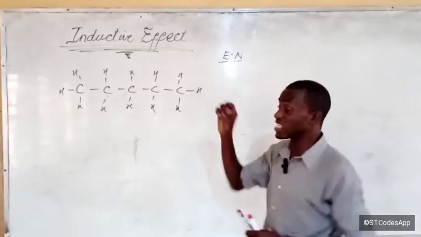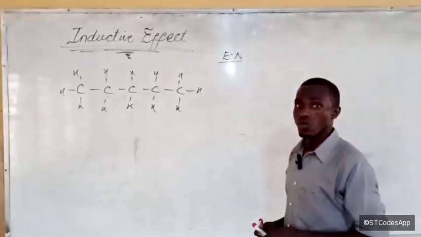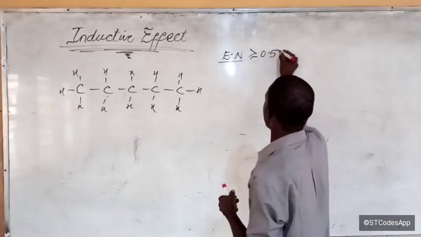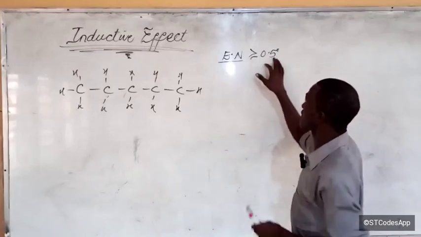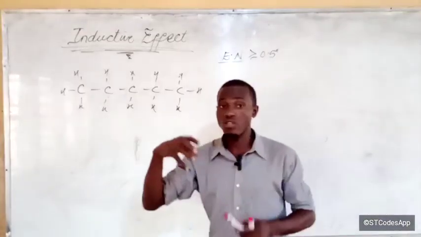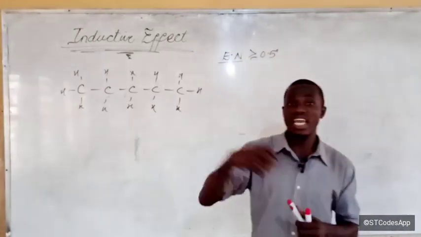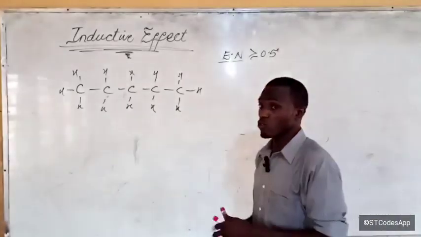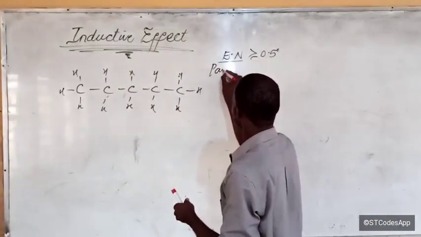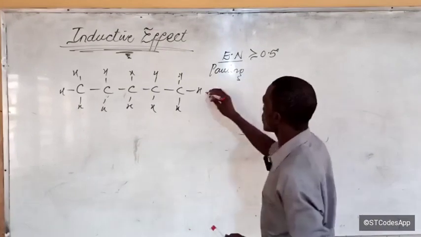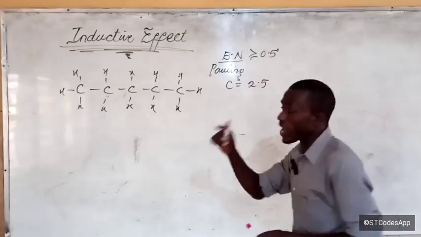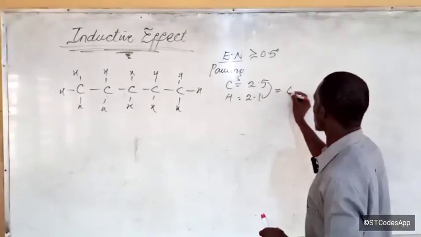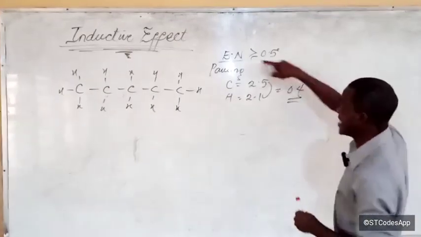Now, we said the difference in electronegativity values will be significant if it is greater than or equal to 0.5. But whenever it is less than 0.5, the electronegativity difference will be insignificant and hence will not significantly polarize a bond, isn't it? According to the Pauling scale, the electronegativity value of carbon is 2.5, while the electronegativity value of hydrogen is 2.1. And this difference is equal to what? 0.4, which is what? Insignificant.